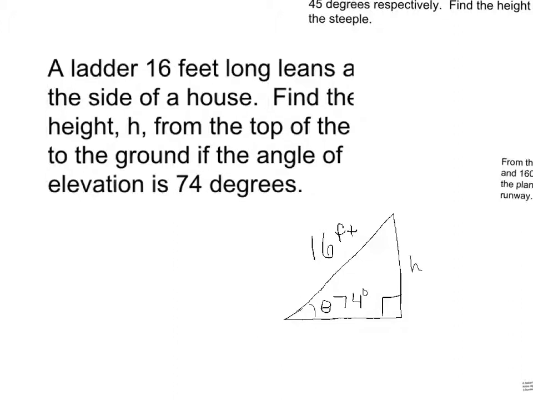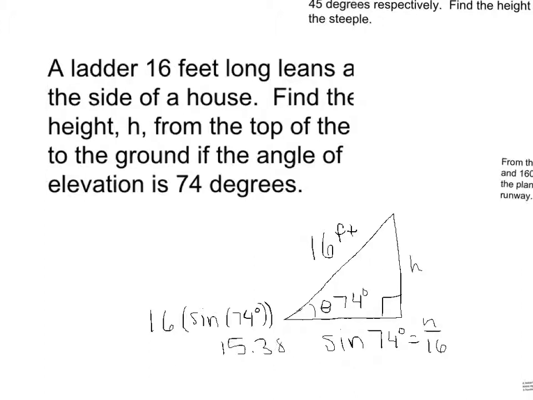And since you're looking for the opposite over hypotenuse, you know you're going to use the sine of 74 degrees equals height over 16, which means that you're going to do 16 times sine of 74 degrees, which gives you 15.38, and that gives you your h.